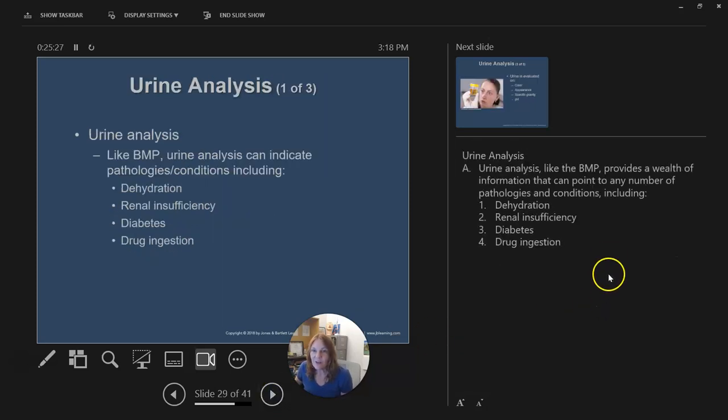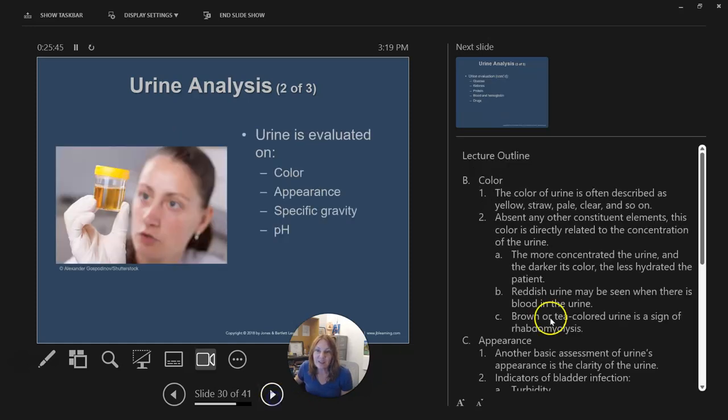Urine analyses are also incredibly helpful. Like the BMP, it provides a wealth of information that can point to a number of pathologies and conditions, including dehydration, renal insufficiency, diabetes, or even drug ingestion that has occurred. So we are looking at multiple factors when we do a urine analysis.